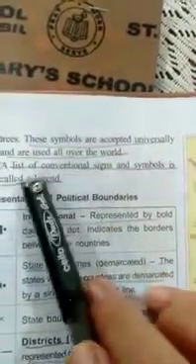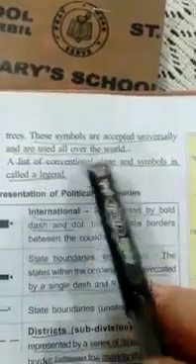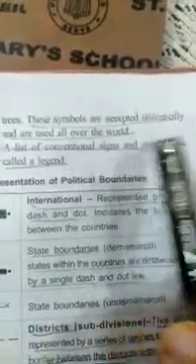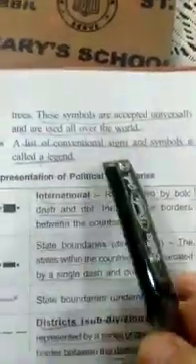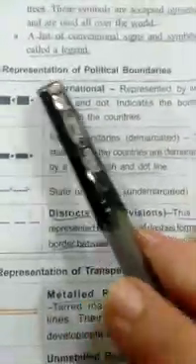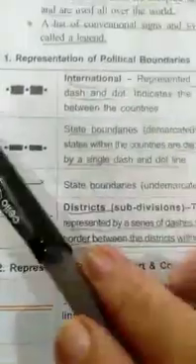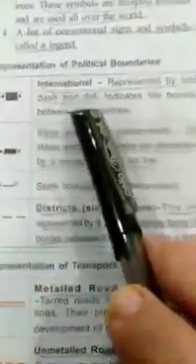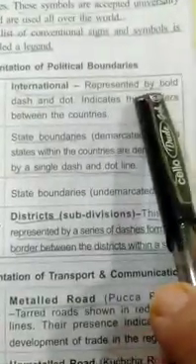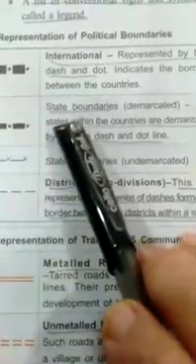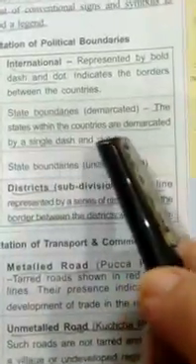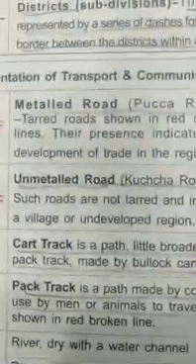What do you mean by universally accepted? They are accepted all over the world. Now we'll see a list of conventional signs and symbols, and this list is known as legend. Like here you can see representation of the political boundaries. This symbol shows the international boundary, which is represented by bold dots and dashes. Then this kind of symbol shows the state boundary, where the countries are demarcated by a single dash and dot line. As you can see, varieties of such symbols are there, which you all have to study.